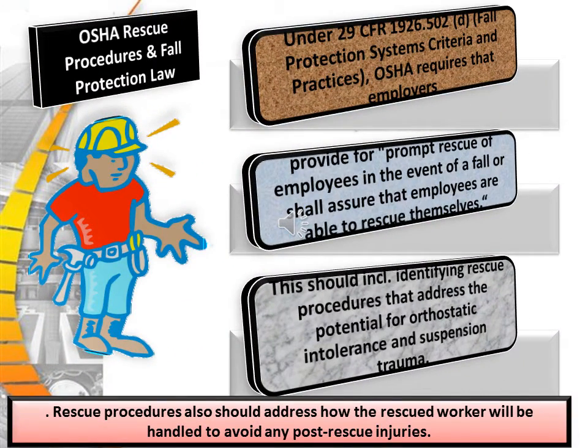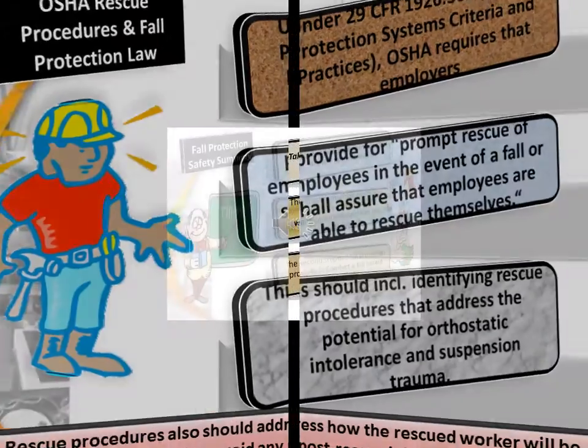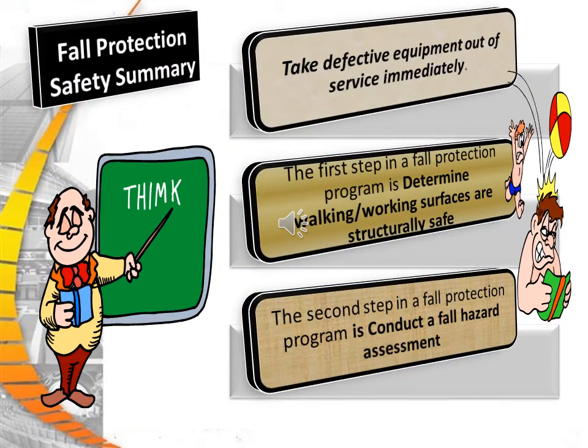.502 Fall Protection Systems criteria require that employers provide for prompt rescue of employees in the event of a fall and ensure that employees are able to rescue themselves. This includes identifying rescue procedures that address potential for orthostatic intolerance and suspension trauma. Rescue procedures should also address how the rescued worker will be handled to avoid any post-rescue injuries. Take defective equipment out of service immediately.